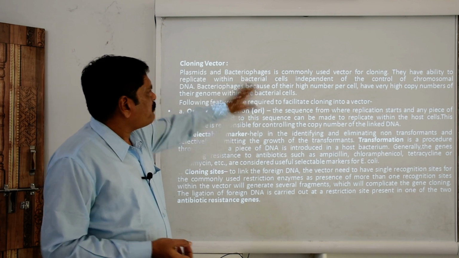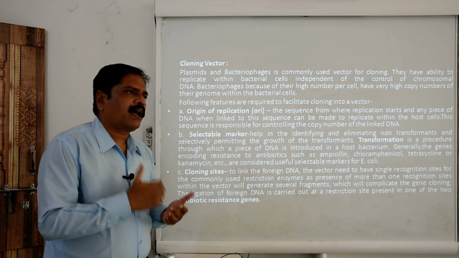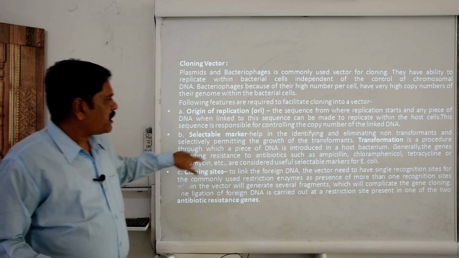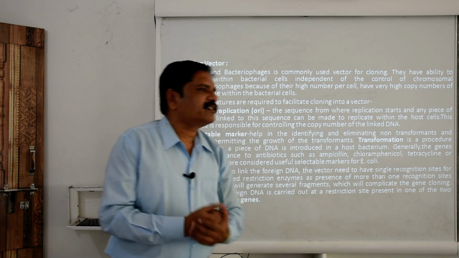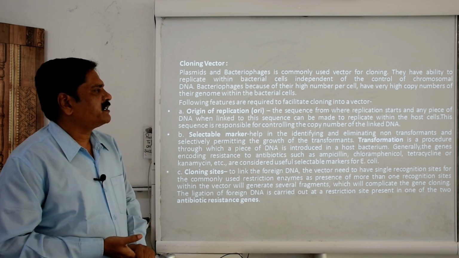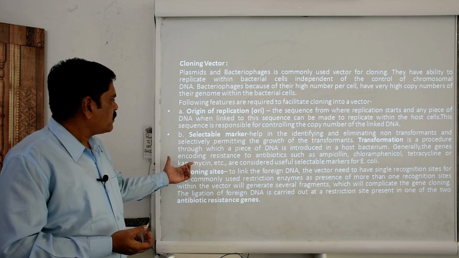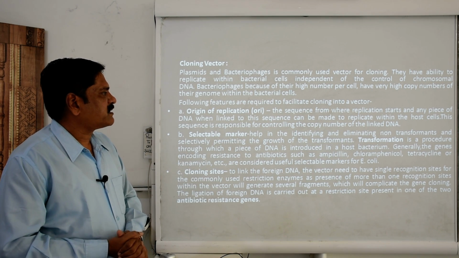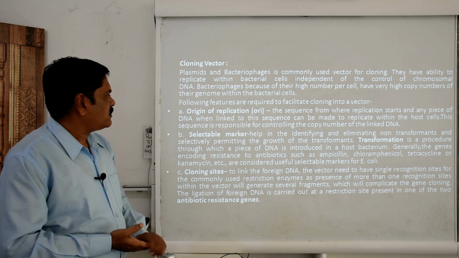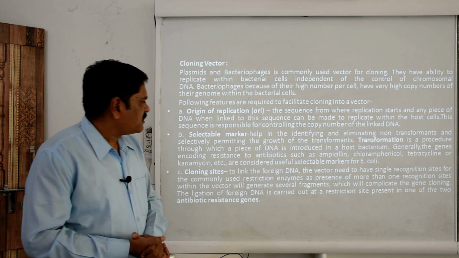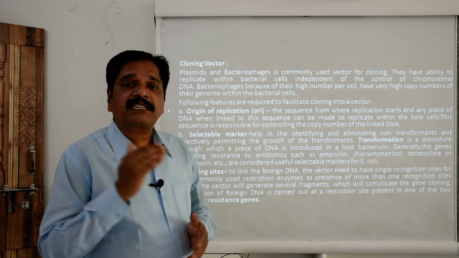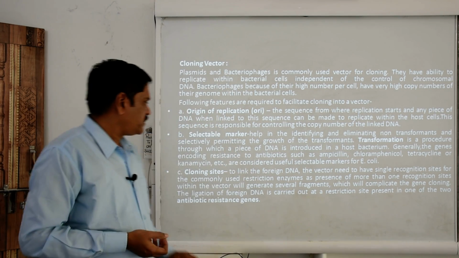Clear? These are plasmids, bacteriophages, phasmids and cosmids, and here we are marking them. Transformation is a procedure through which a piece of DNA is introduced into a host bacterium. Generally the genes encoding resistance to antibiotics such as ampicillin, chloramphenicol, tetracycline, or kanamycin are considered useful selectable markers for E. coli, which restrict the multiplication of the other DNA.